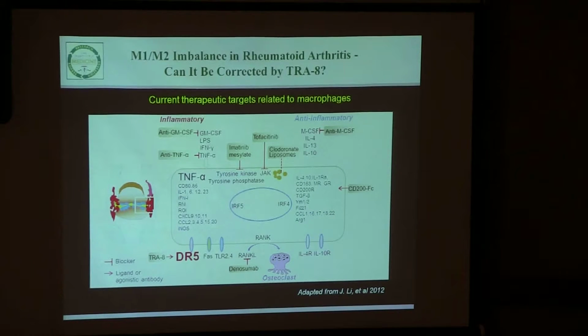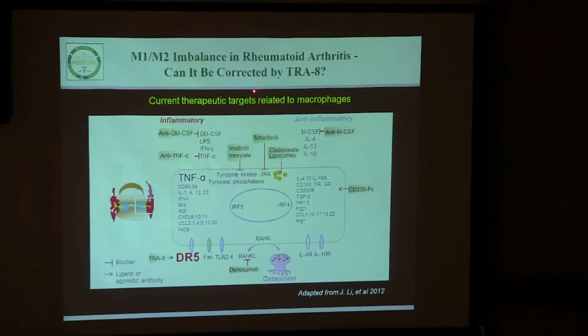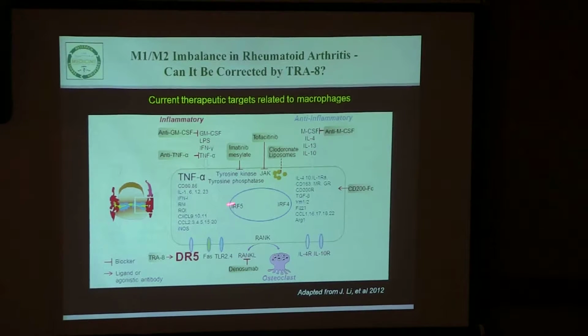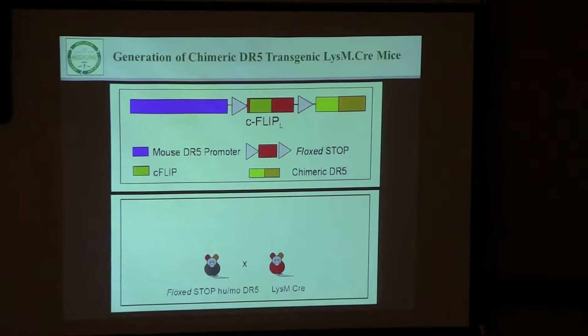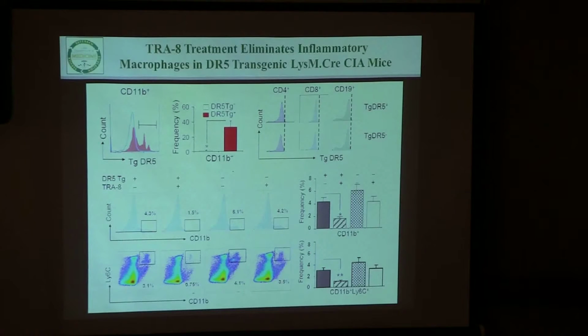So we are trying to figure out whether TRAIL, the anti-DR5 antibody, can rebalance the M1 and M2 macrophages in RA arthritis. So we crossed the transgenic mice to lysozyme-Cre mice, which enables macrophage-specific expression of transgenic DR5. As the flow data shows here, transgenic DR5 is highly expressed in CD11b positive macrophages isolated from the draining lymph node of CIA mice.